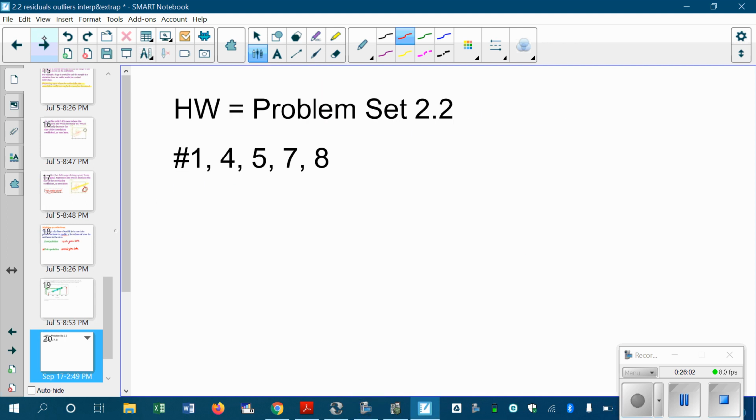Okay? In problem set 2.2, I'd like you to do these 5 problems. You're welcome to do more, of course, but at least those.